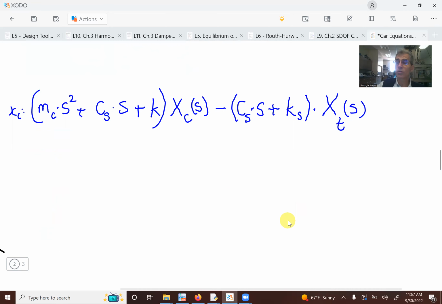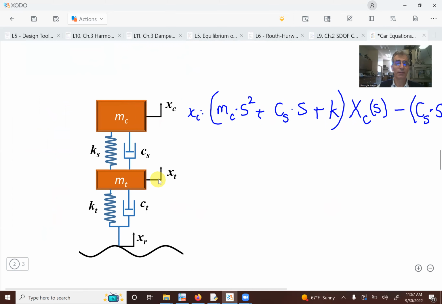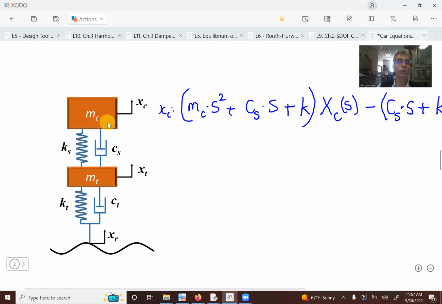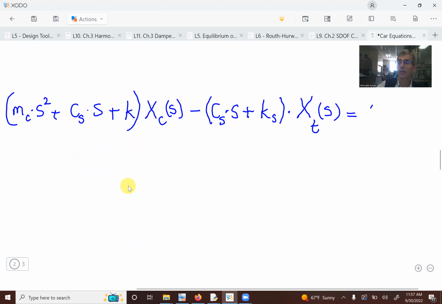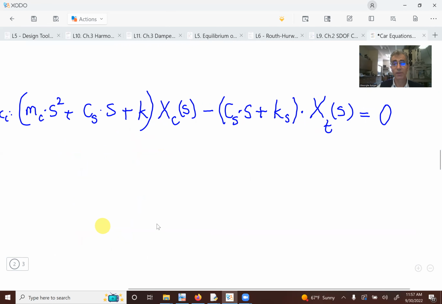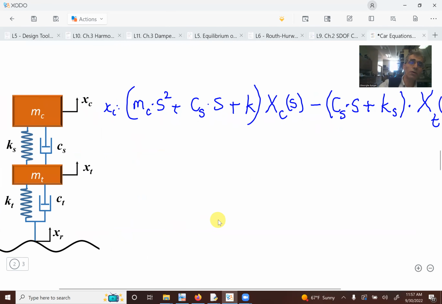And this should be equal, because I don't have any other states connected to xc, to the sum of all the forces that are applied to the mass mc, at xc. So we see that for this case we don't have any, and that's going to be easy, 0. So now we write the equation for the tire displacement.